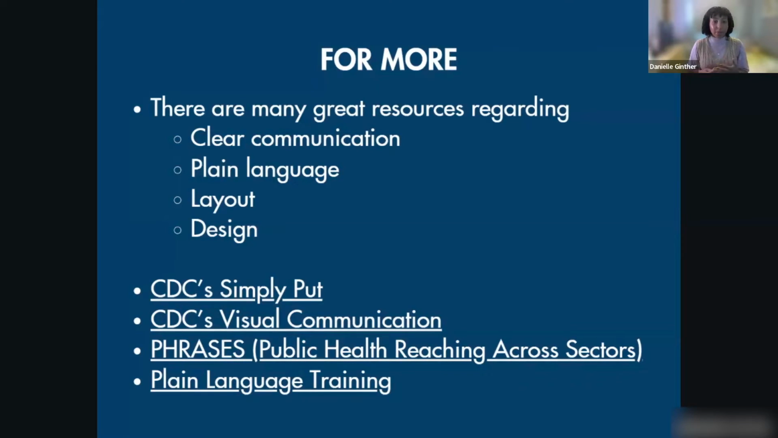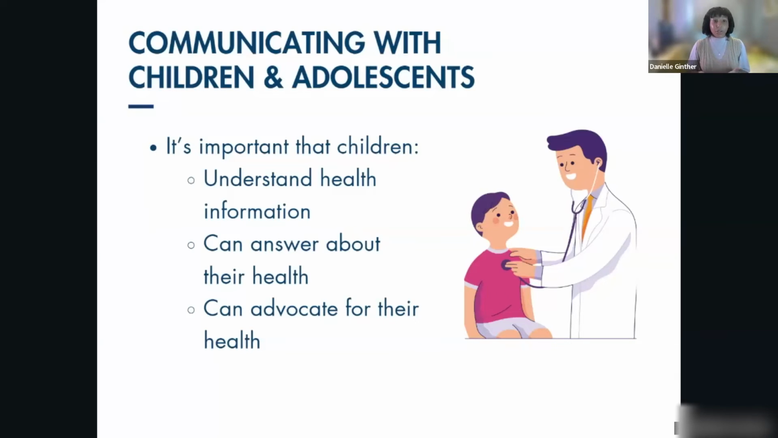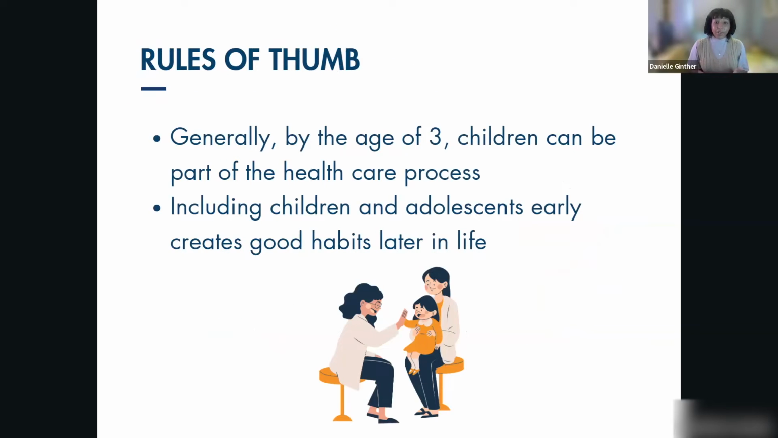I also want to talk about communicating with children and adolescents. Like adults, it's important that children understand health information and can answer and advocate for their health and well-being. Plain language is important for both the child and the caregiver. It can be really intimidating for those of us giving health information as children age and develop, and making sure that we are aware what kind of information they will understand in an age-appropriate way can be challenging for us. Generally, by the age of 3, children can participate in the healthcare process.